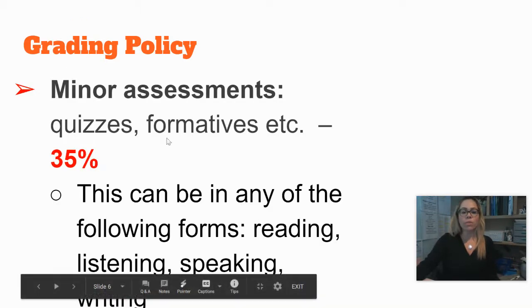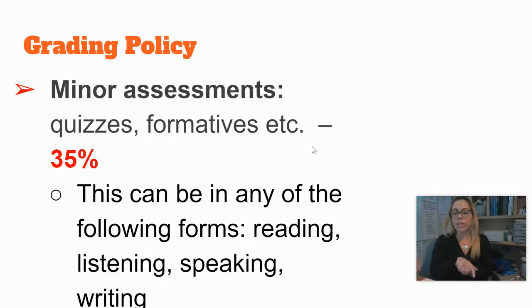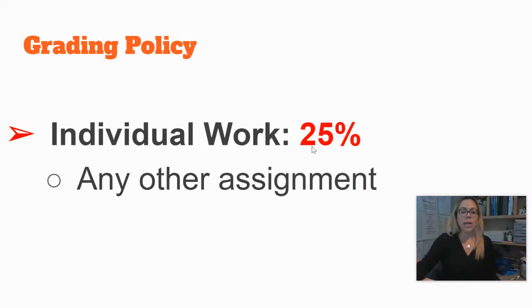The same goes for the minor assessments. They're just a little bit more condensed. This can be in any of the following forms. It could be a reading, a listening, a speaking, or a writing assessment. Individual work, anything else that is asked of them throughout the class, is considered an individual assignment.